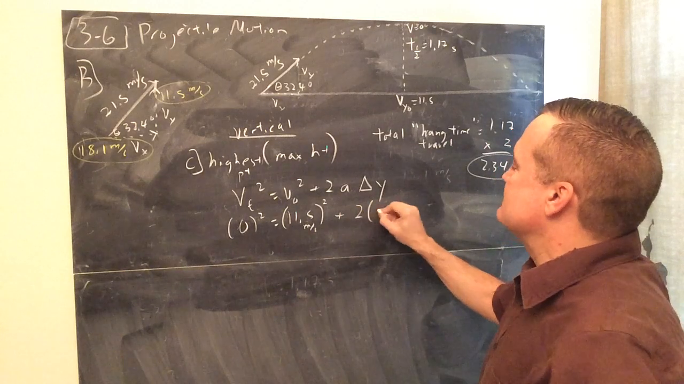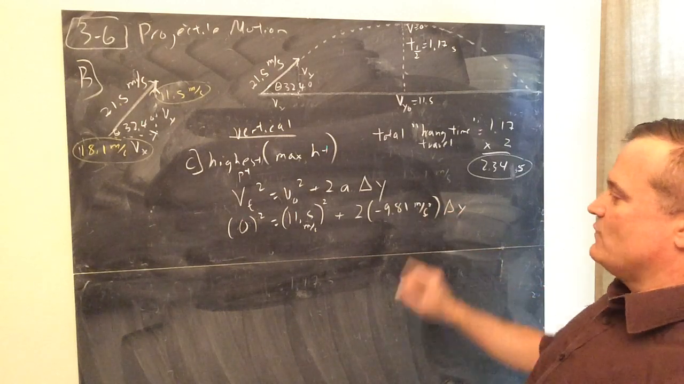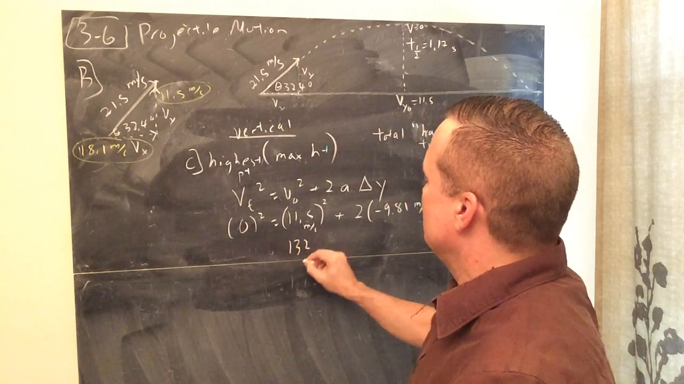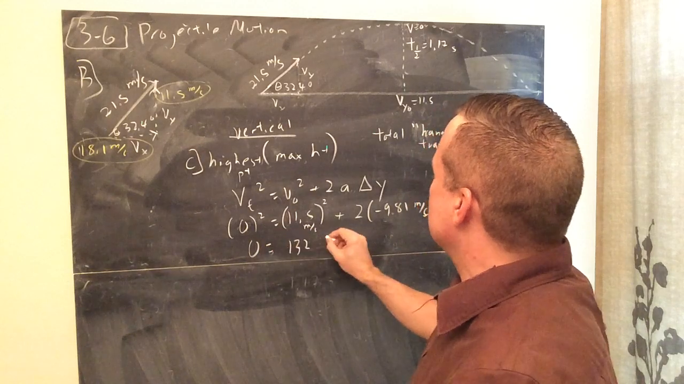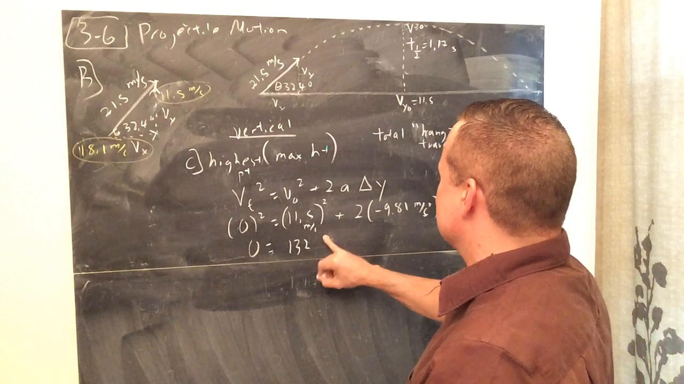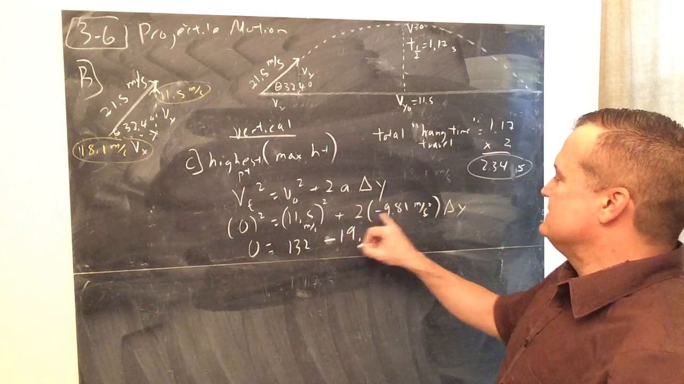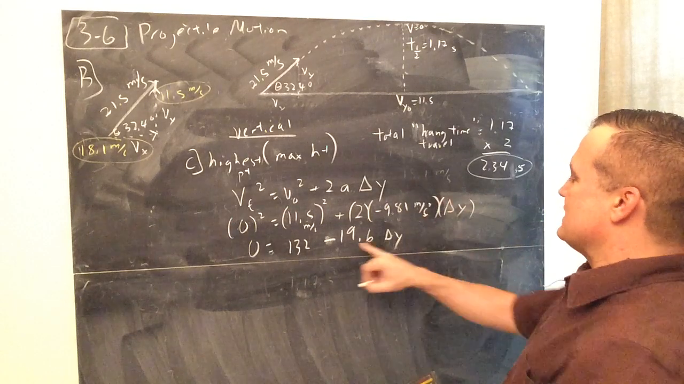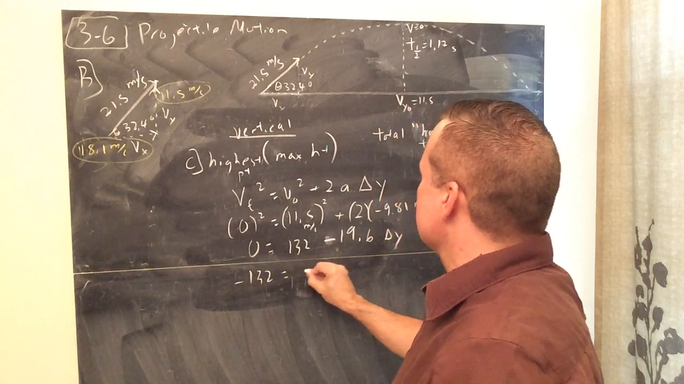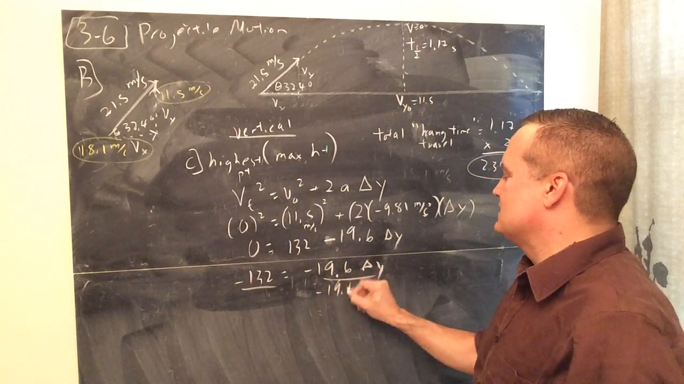Okay, 2 times negative 9.81, and we don't know y. We're trying to find the height, delta y. So we'll work these out. 11.5 squared is 132. 0 equals 132 minus 19.6 delta y. This times this, 2 times negative 9.81 times delta y, gives you negative 19.6 delta y. It's a negative, watch your sign. So then it becomes negative 132 equals negative 19.6 delta y. Then you divide them both by negative 19.6.